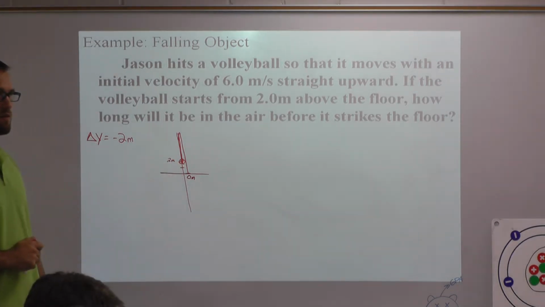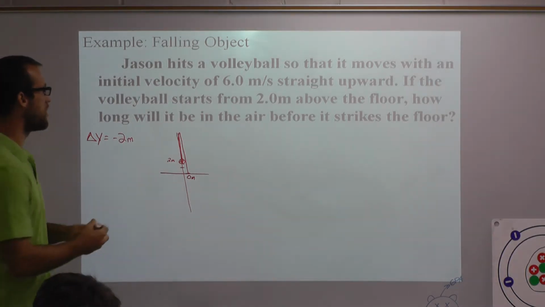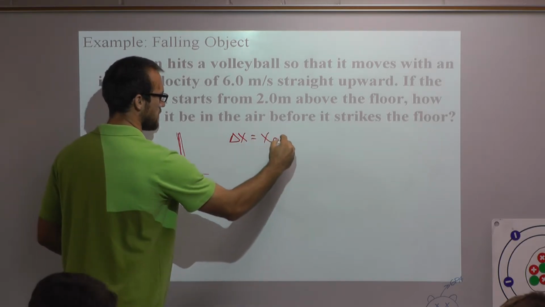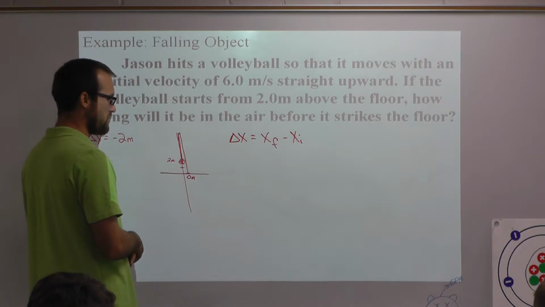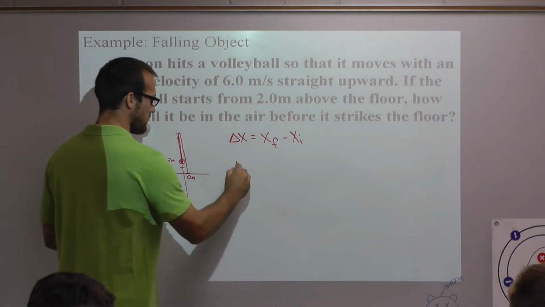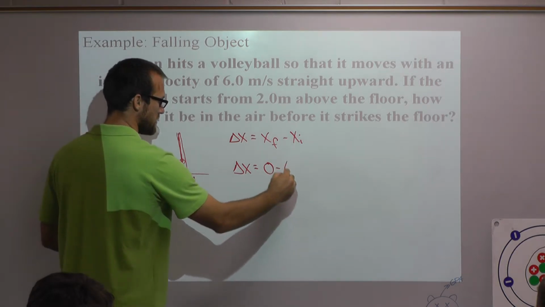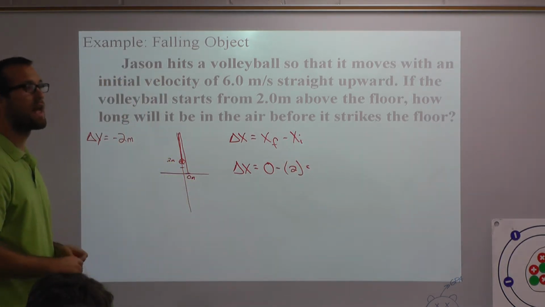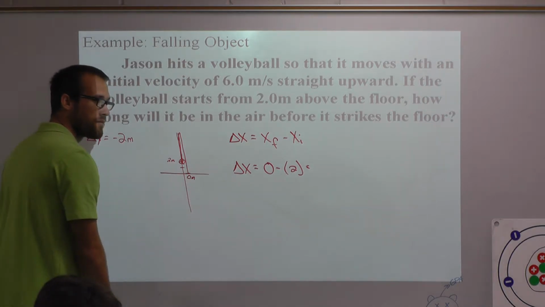Wait, you flipped it to negative? So change in x. Do you remember what change in x is? Final minus initial. What was my initial position? 2 meters. What was my final? 0. 0 minus 2. What is my change in position? -2.